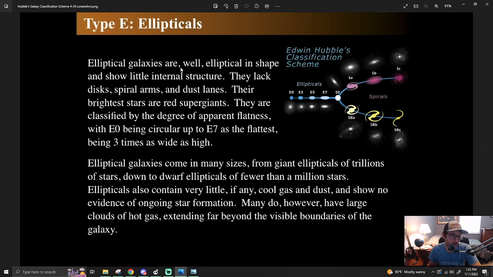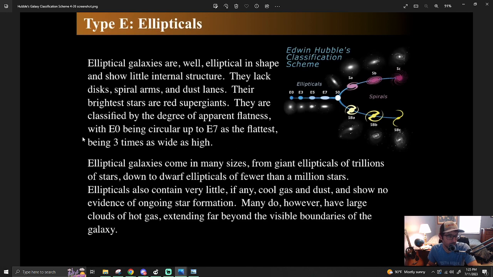Elliptical galaxy. So this was something I was thinking about. Elliptical galaxies are elliptical in shape and show little internal structure. This is from a video called Hubble's Galaxy Classification Scheme, which I'll link. They lack disks, spiral arms, and dust lanes. Their brightest stars are red supergiants. They are classified by the degree of apparent flatness, with E0 being circular, up to E7 as the flattest, being 3 times as wide as high.